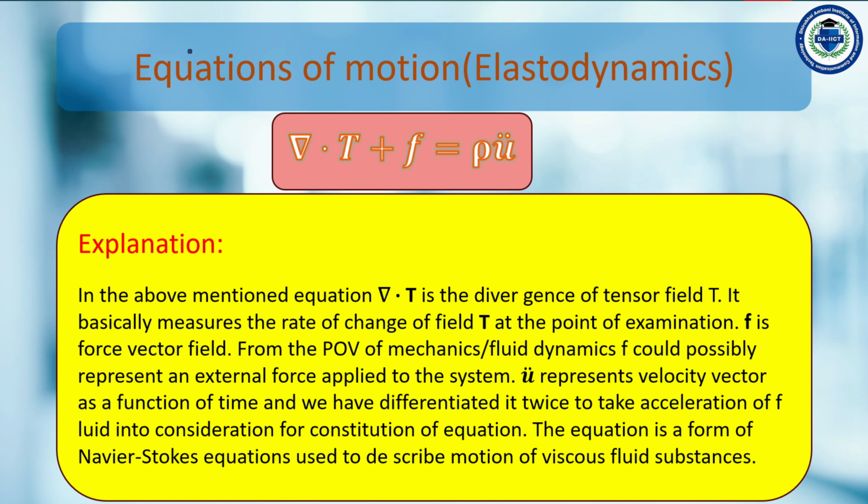U represents the velocity vector as a function of time, and we have differentiated it twice to take the acceleration of the fluid into consideration for the constitution of the equation. The equation is a form of the Navier-Stokes equations used to describe the motion of viscous fluid substances.